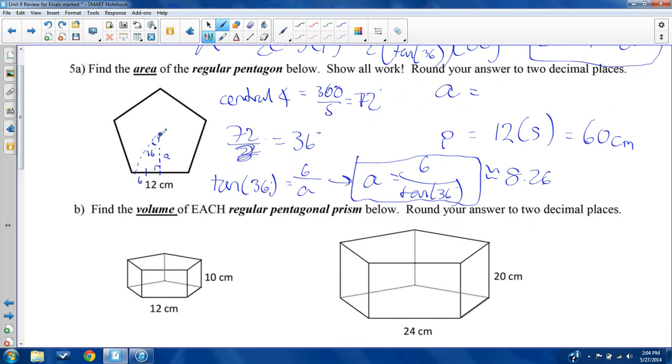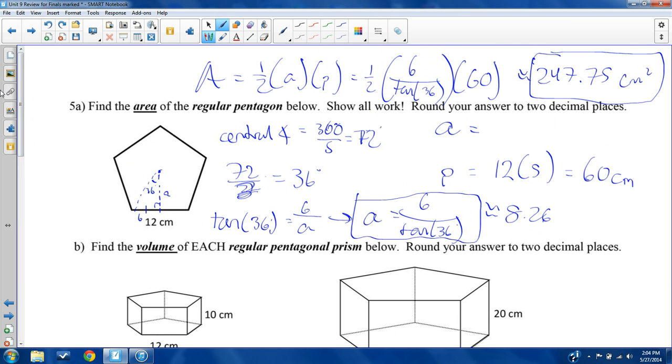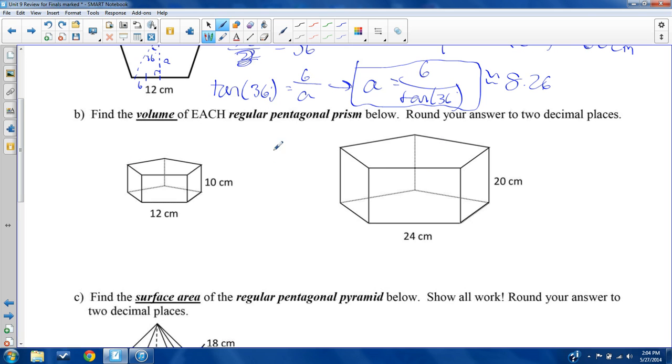Okay, so that's the area of that whole regular pentagon right there. And it said round to 2 decimal places. Okay, find the volume of each regular pentagonal prism below. Round your answer to 2 decimal places.